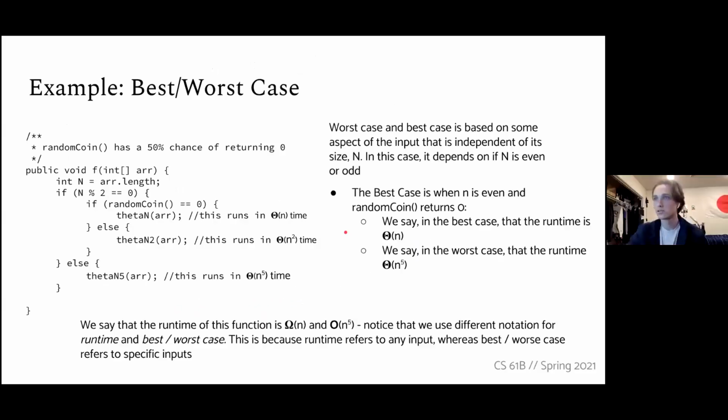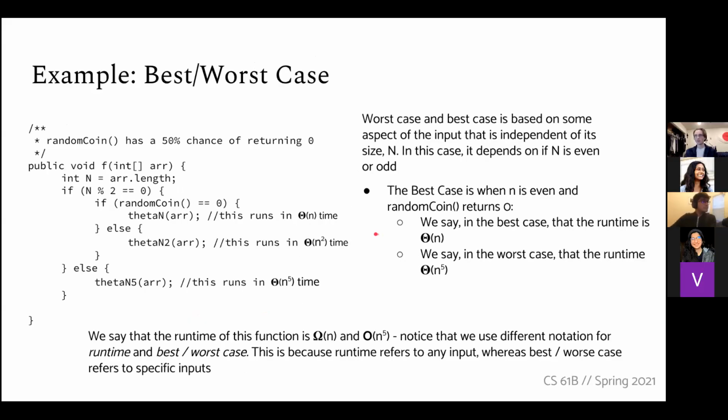For our best case scenario, like I said, the best case was we go into this first if statement. For the best case, we want to do the least amount of work, so that would be this first if statement, running in theta of n time. So we can say the best case scenario is our input n is even, and our random coin flip gives us a 0. And so we go in and do theta of n work. Then we can say that in the best case, the runtime is theta of n.